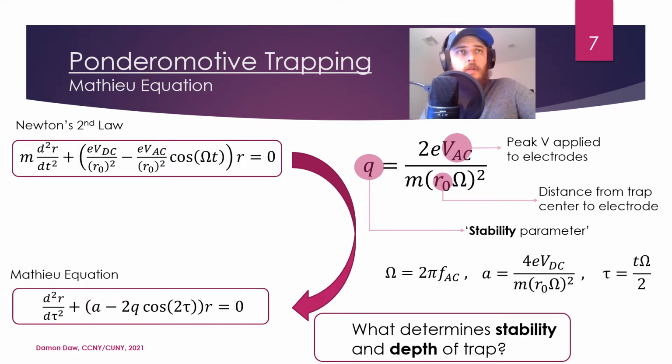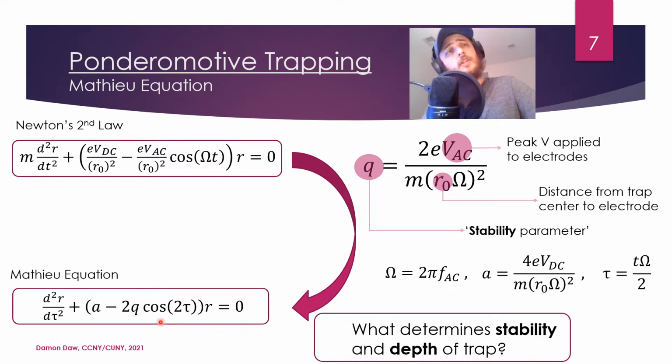So this is Newton's second law for the trap I just showed, for example. This is for a quadrupole potential that's sinusoidally varying. And you can reparameterize it in the form of what's a Mathieu equation. It's a differential equation that looks like this. And this is an equation that's been studied for a long time. And people have realized that there's some very important parameters in this equation, especially when it comes to trapping.